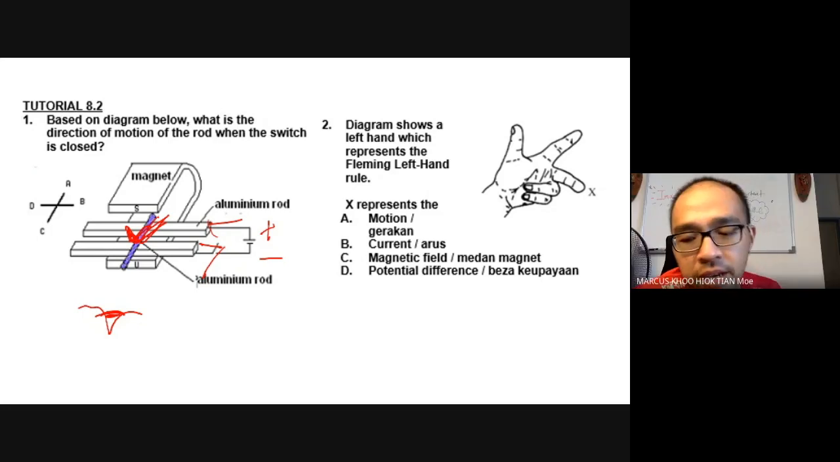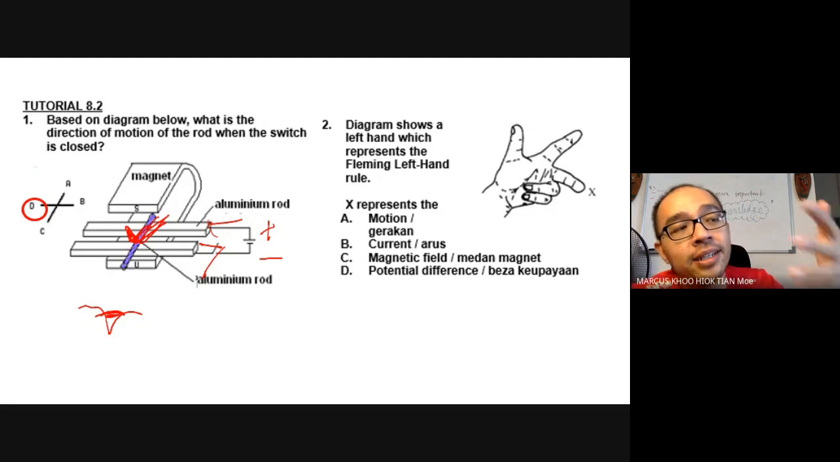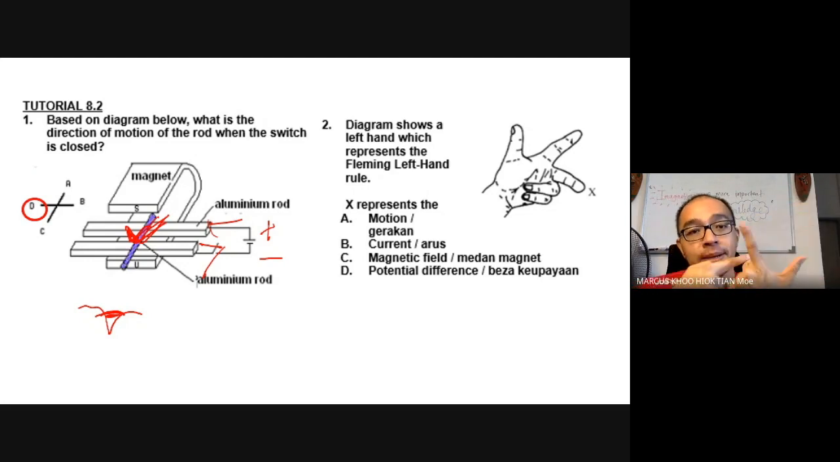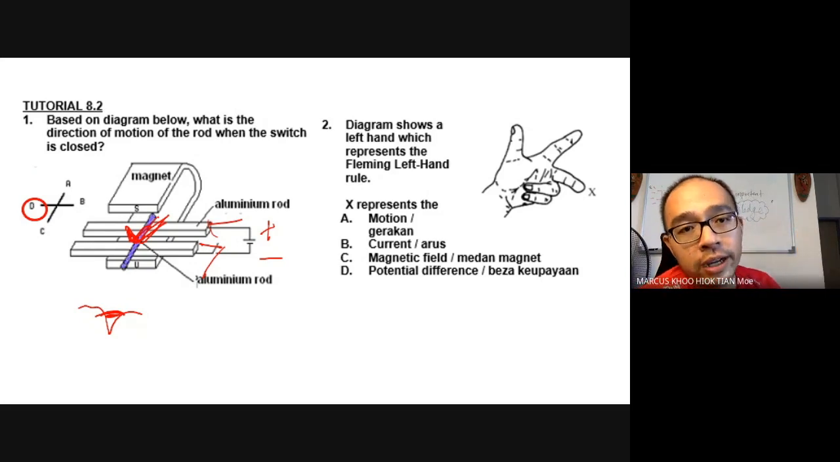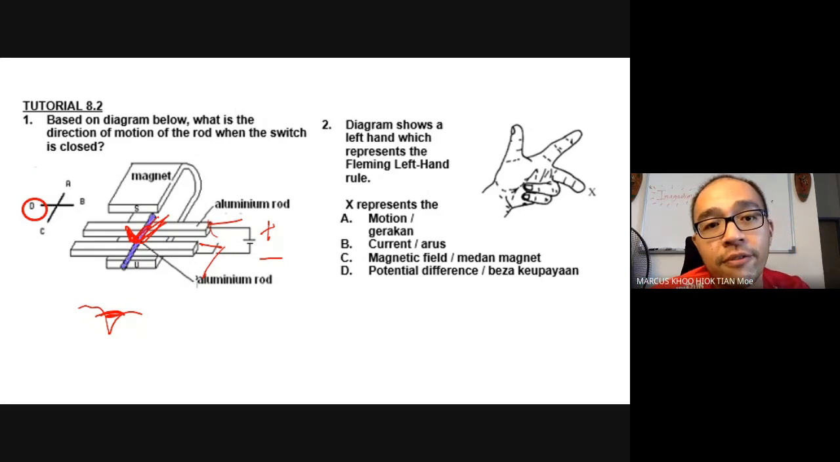D. Okay, very good. It's going to go to the left, the same situation that I showed you just now. North to south, pointing up, but the current is coming towards you, so it's going to go towards the left. Number two, the diagram shows the left hand, which represents the Fleming left-hand rule. X represents what? Angeline. The third finger represents?